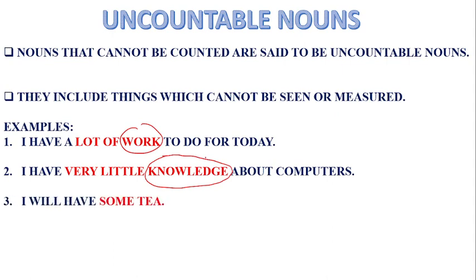Okay. Next, one more thing, knowledge and work, they can also be known as abstract nouns. So what is abstract nouns? You will come to know later. Okay, I will have some tea. I want tea. I will have some tea, but I have not mentioned you the quantity.